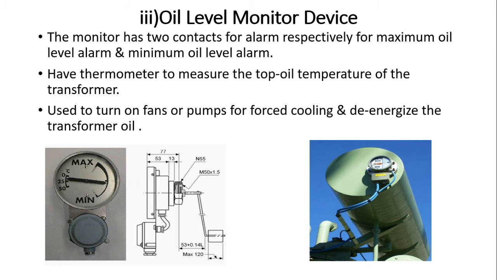And we're moving on to the oil level monitor device. The oil level monitor device is critical to monitor the maximum oil level alarm and also the minimum oil level alarm, in case there's a leakage or the constant heating of the oil causes the oil level to increase. The oil level monitor device also comes with a thermometer to measure the top oil temperature inside the transformer. Once it reaches a certain temperature and level, the device will trigger the fans or pump to force cooling and de-energize the transformer.